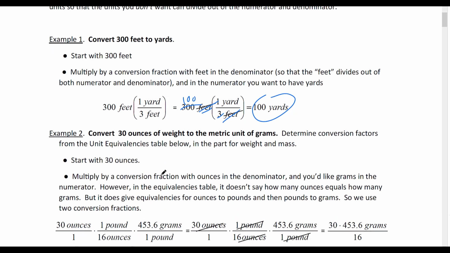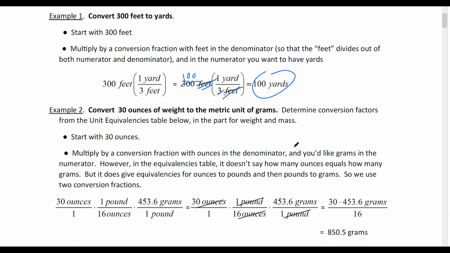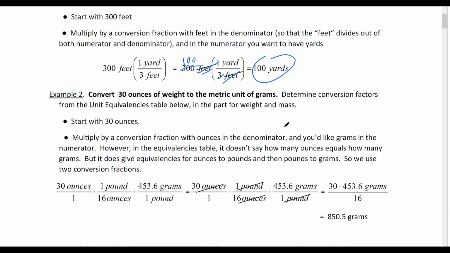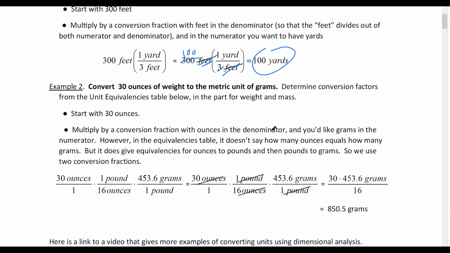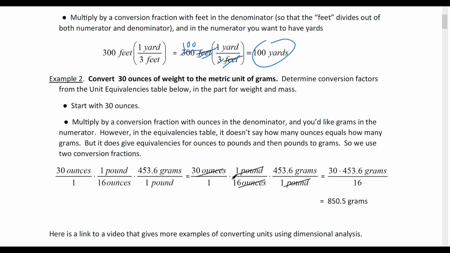Convert 30 ounces of weight to the metric unit of grams. So we have to come up with what is the relationship between grams and ounces. What we do know is that 1 pound is 453.6 grams. So we have to work our way to that conversion. So 30 ounces over 1 times 1 pound over 16 ounces, that allows the ounces to divide out, gets us into pounds. And then the 453.6 grams per 1 pound allows pounds to divide out.